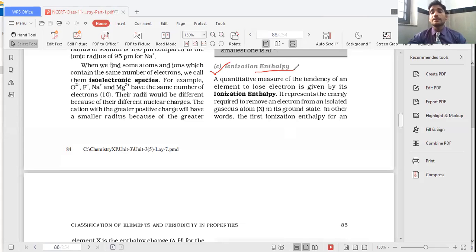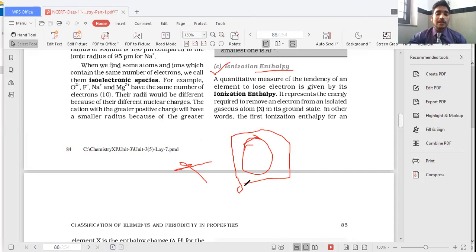What is ionization enthalpy? First of all, let me tell you, it is the amount of energy required to remove one electron from the outermost shell of a neutral gaseous atom. The condition is that the atom should be neutral and gaseous. Neutral so that no positive or negative charge is there and no force of attraction or repulsion will be suffered by the electron. And if it is gaseous, it means no neighboring atom will influence the electron, right?